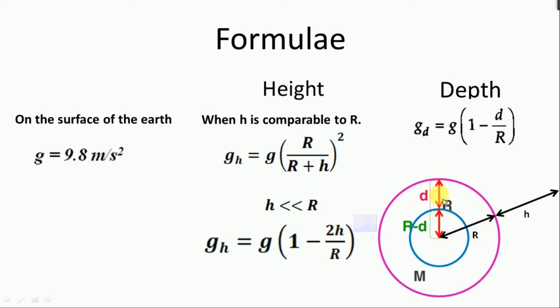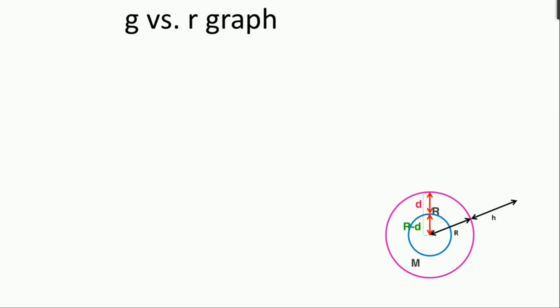The acceleration due to gravity at some depth from the surface of the earth will be given by gd = g(1 - d/R). So at this point the acceleration due to gravity will be given by this formula. We'll be using these three formulas to calculate acceleration due to gravity at different places.